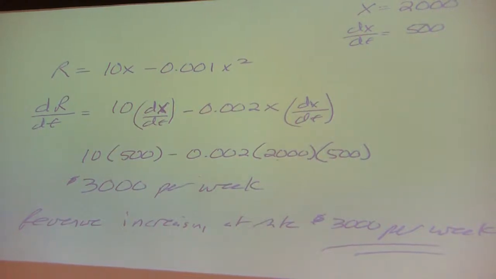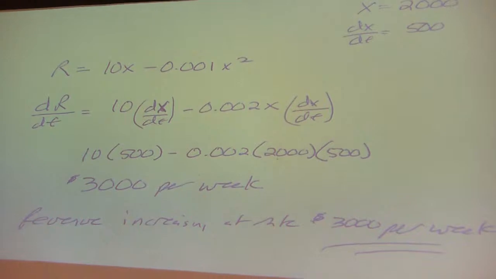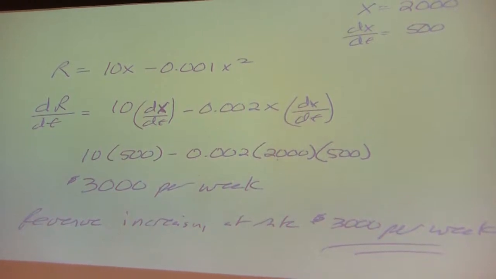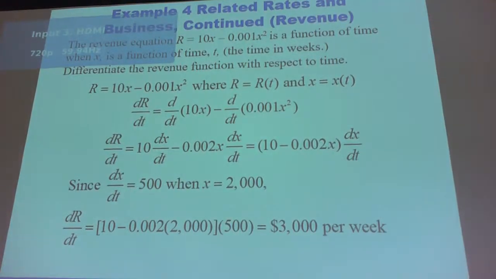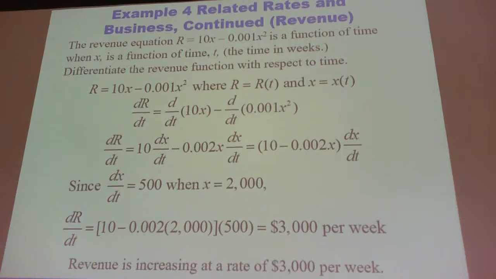So cost, excuse me, is increasing at a rate of $1,000 per week, but your revenue is increasing at $3,000 per week. Questions there? So there's the work for revenue. Revenue is increasing at a rate of $3,000 per week.